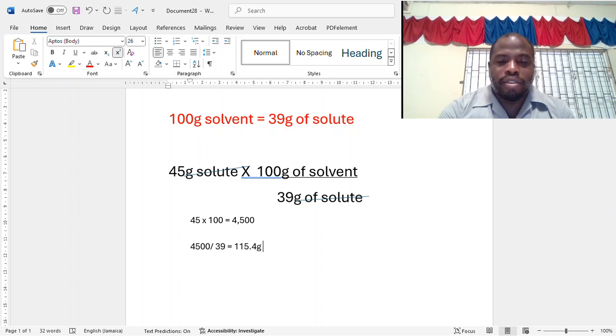And you can try it. But what is this? This is going to be, you said it, definitely, grams of solvent. Remember, solvent is what you use to do dissolving. So if I have 45 grams of the solute of substance Z, I am going to need 115.4 grams of water for it to be saturated at that same temperature of 62 degrees Celsius.